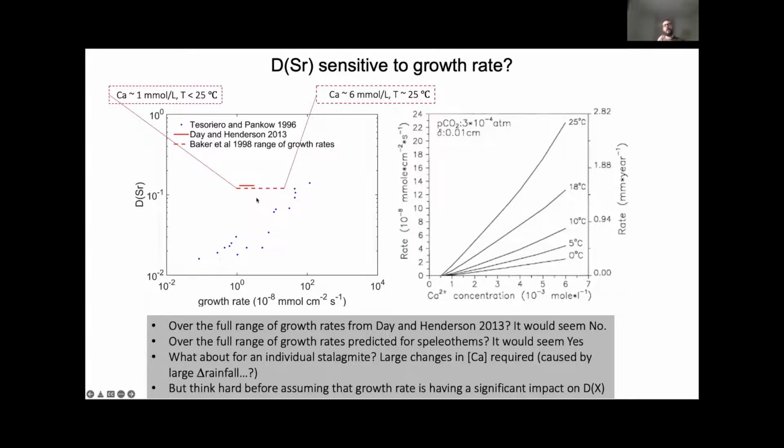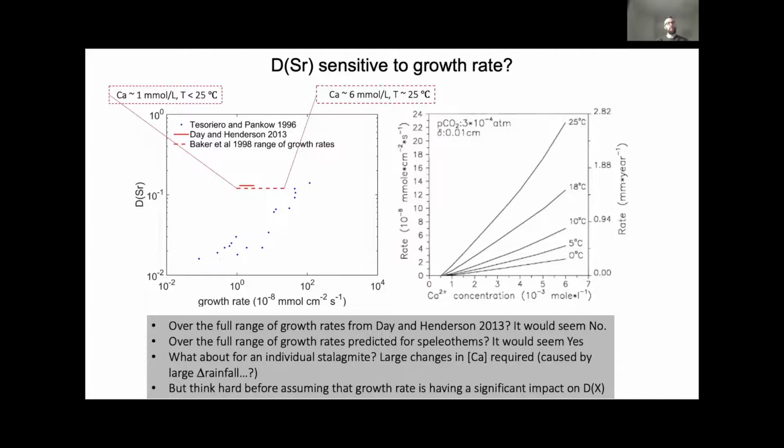So certainly, over the full range of speleothem growth rates, it would seem as if we might be able to see changes in the strontium partition coefficients, and that's positive actually, because different studies do get different results for strontium partition coefficients. So it's nice that growth rate might be able to explain that. But when considering an individual speleothem, we have to be quite careful about whether your particular cave is able to induce such large changes in growth rate.